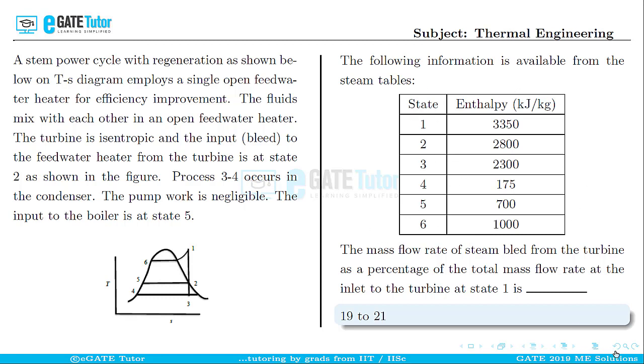The mass flow rate of the steam bled from the turbine as a percentage of total mass flow rate at the inlet to the turbine at state 1 is. So that is the question. We need to calculate the mass flow rate of steam which is bled from the turbine as a percentage of total mass flow rate at the inlet to the turbine. So therefore, for this numerical answer type question, the accepted answer range is 19 to 21. Let's proceed to the solution.